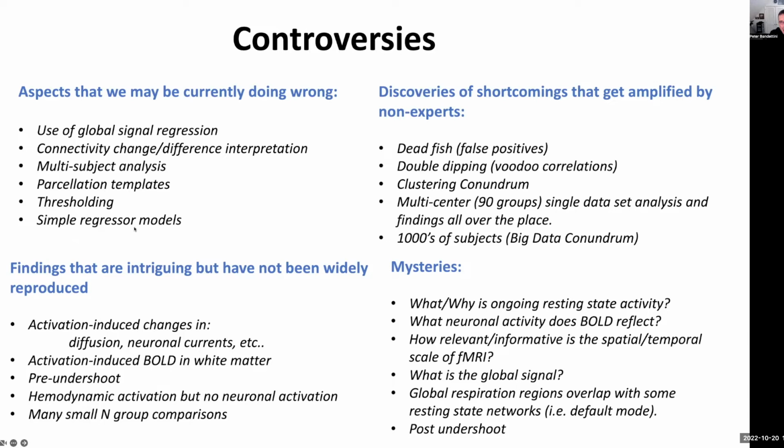And that's an important point. Of course, simple regressor models might miss a lot of information as well. So, findings that are intriguing but have not been widely reproduced. Of course, there have been in the literature many studies on activation-induced changes in diffusion, neural currents, proton density, things like that, that have not been reproducible, that people still stick by. And usually they sort of become marginalized, especially if they're not robust.